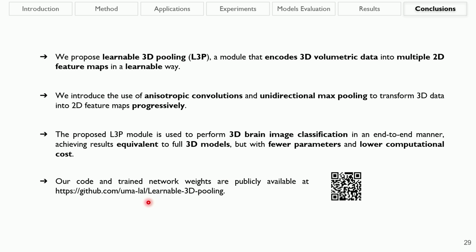So to conclude, in this work, we proposed L3P, a module that encodes 3D volumetric data into multiple 2D feature maps in a learnable way. We introduced the use of anisotropic convolutions coupled with unidirectional max pooling operations to do this 3D-to-2D transformation in a progressive way. And we applied this method to perform 3D brain image classification, achieving results equivalent to full 3D models, but with fewer parameters and lower computational cost.